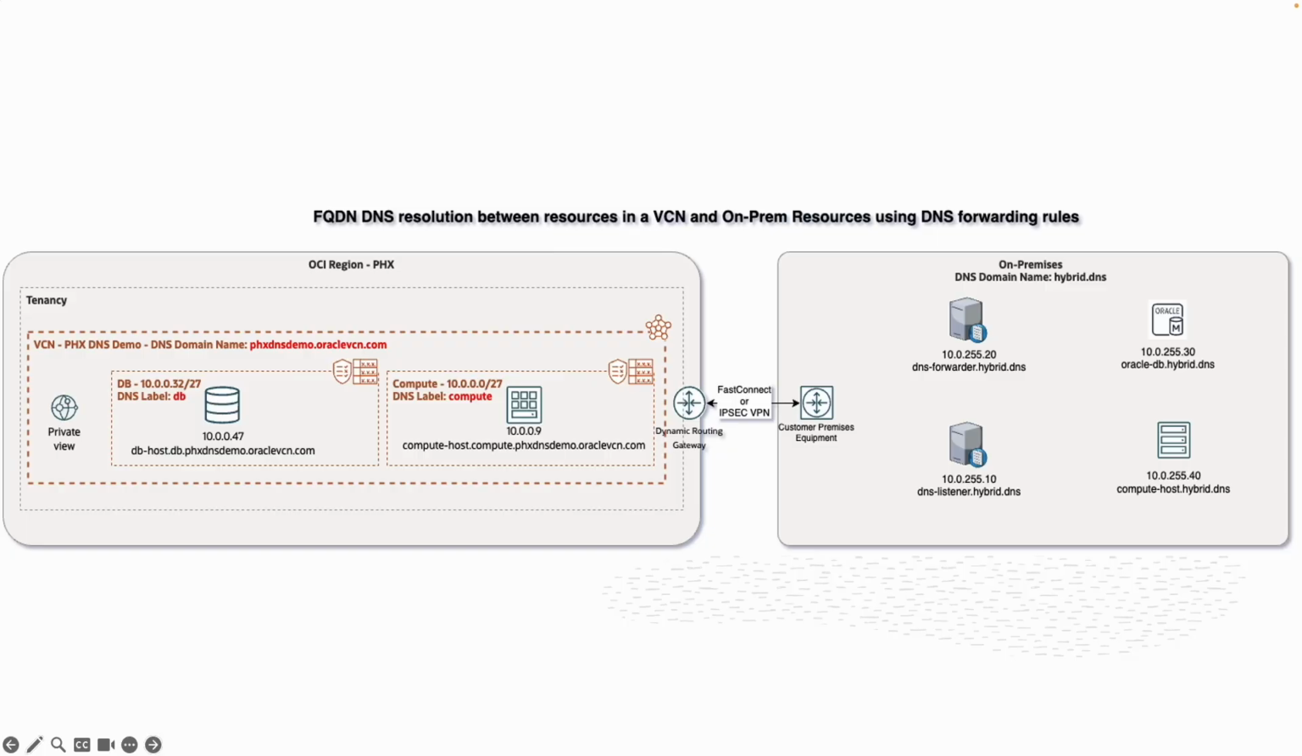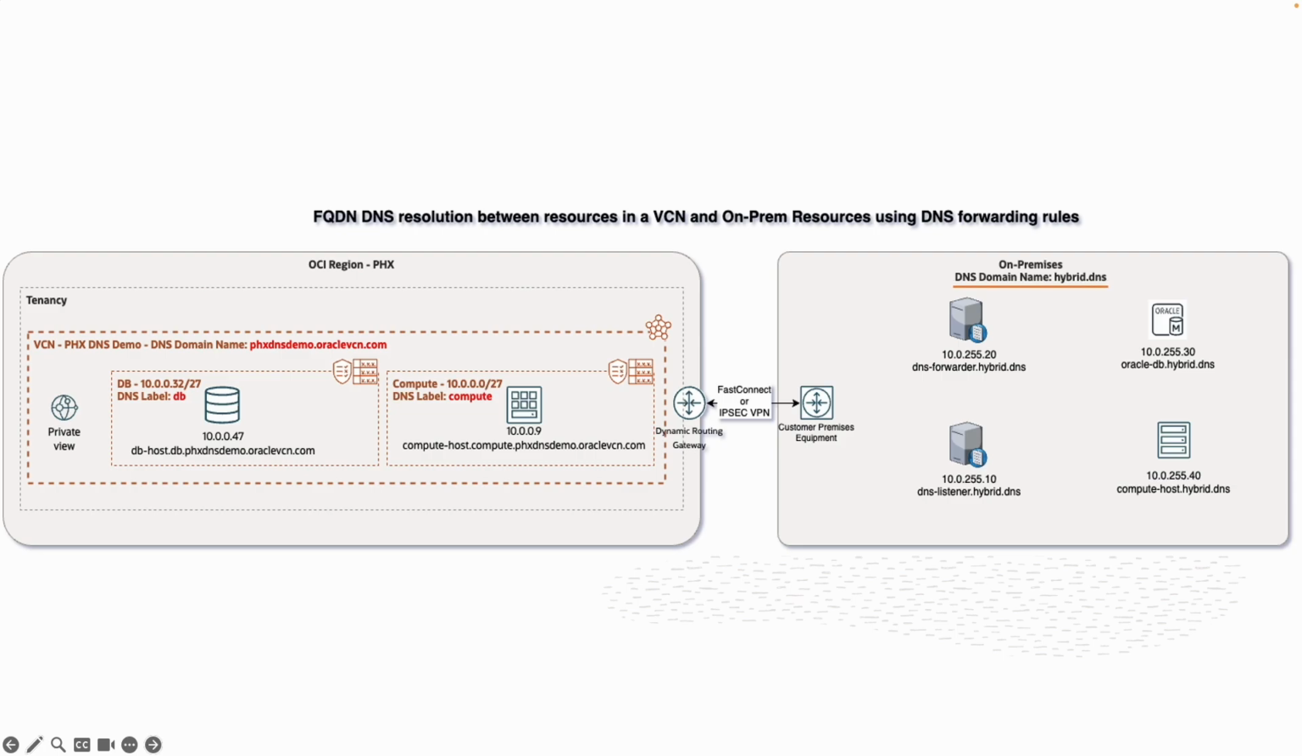Hi everyone. For this demo, I want to show how I can have connectivity to an on-premises network using FQDN DNS resolution. I have configured an OCI VCN for this demo and connected it to an on-premises data center with its own private DNS domain name.